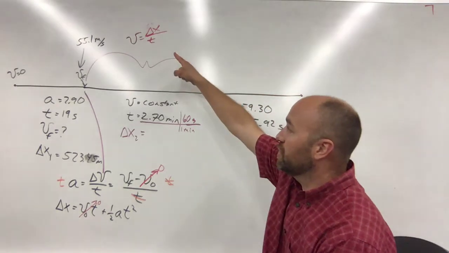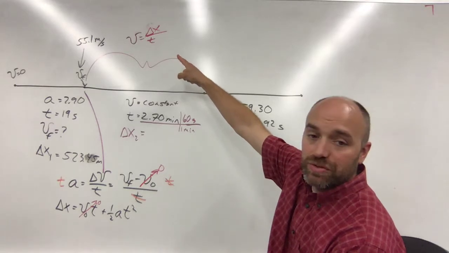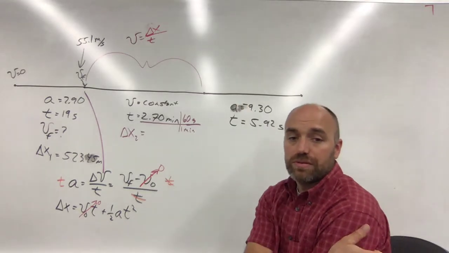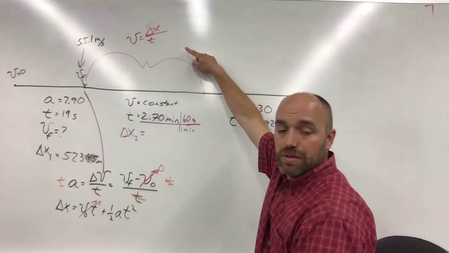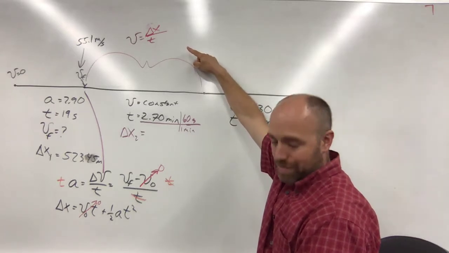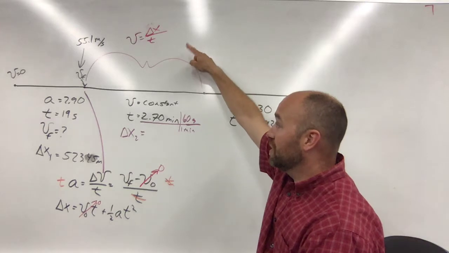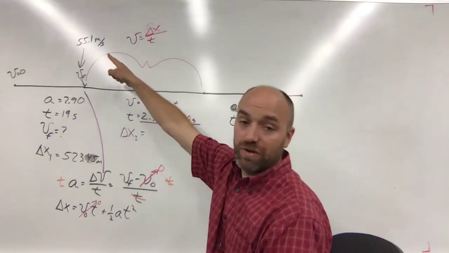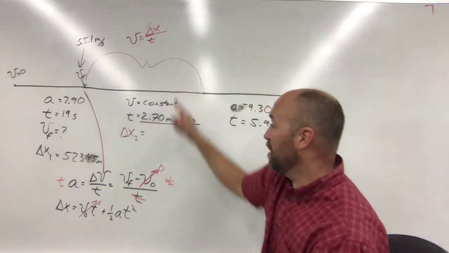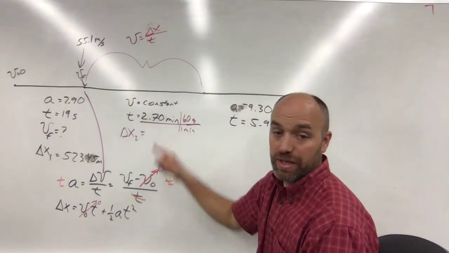But then looking at your equation up here, how do you solve that equation for delta x? You multiply the time on both sides? Yep, exactly. So delta x is going to be velocity times time. So your velocity is going to be that 55.1. And your time is going to be whatever this is when you multiply that out.